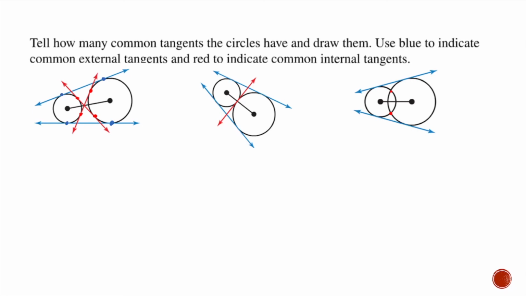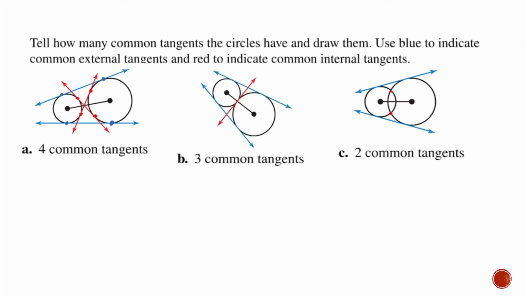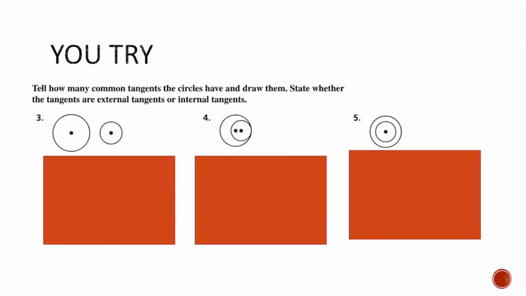Let's move on. Oh, that came in a little late, but you can see here now. Now I'd like you to try. Tell how many common tangents the circles have and draw them. For you, you won't have to draw them; you'll see it on your screen. State whether the tangents are external tangents or internal tangents. Give it a shot now.